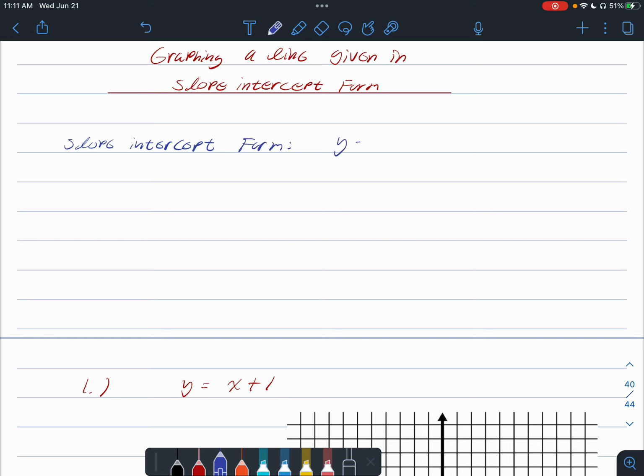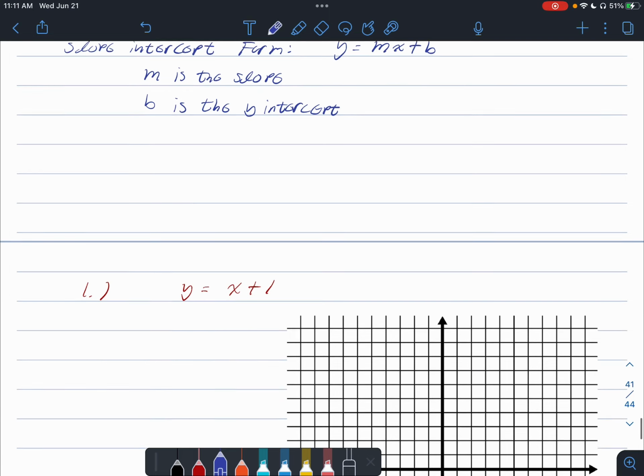Here m is what we call the slope, or you could think of this as the rate that the line is increasing or decreasing. So how fast the line is increasing or decreasing. And b is something we call the y-intercept. Okay, and this b value is where the line is going to cross the y-axis.